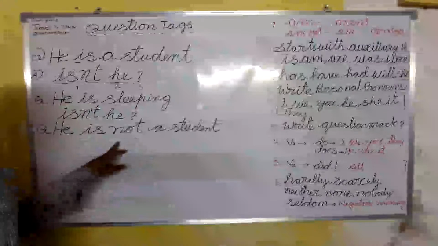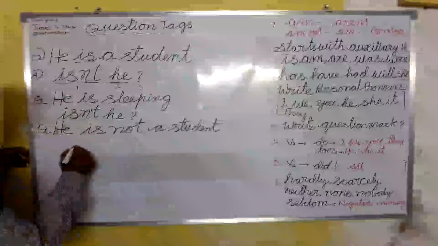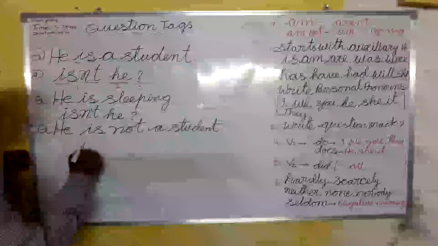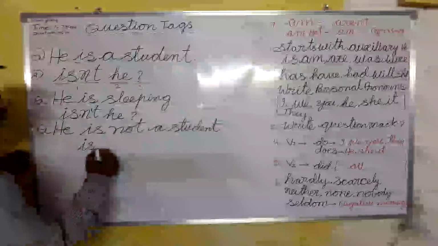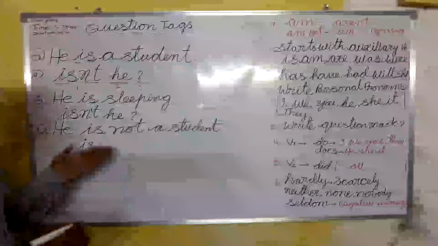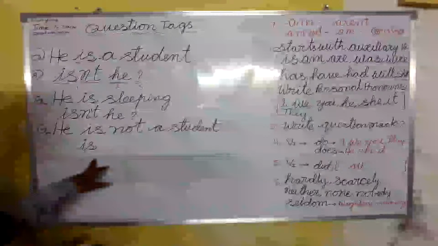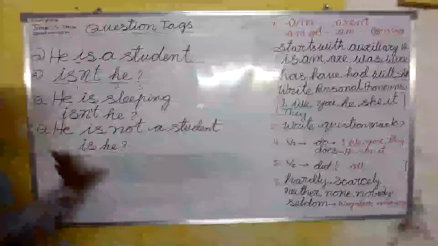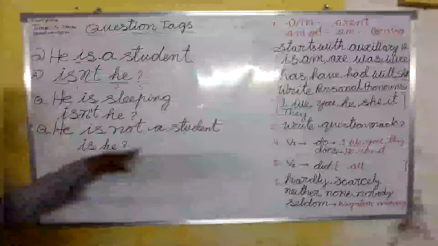The question tag should be in a positive sense. So the answer starts with the auxiliary verb. Is. Okay. It should be positive. Positive means "not" should not be used here. So, is he? Question mark. That's all. Is he? There is the question mark. This is the question tag for this sentence.